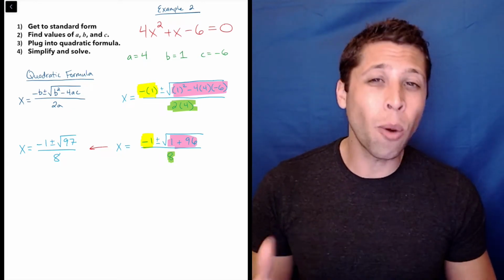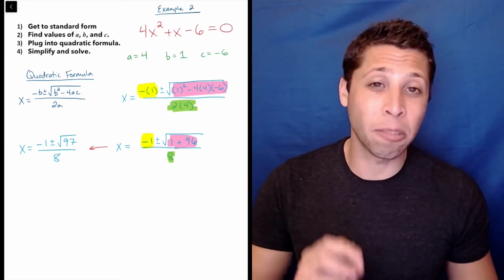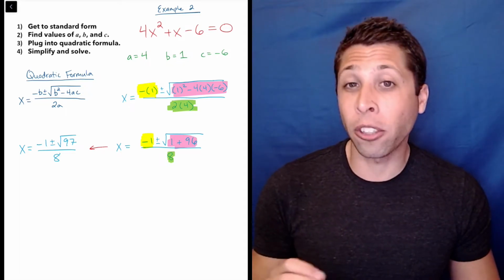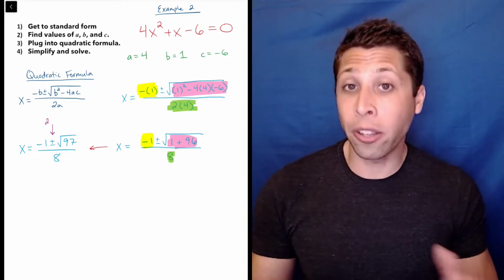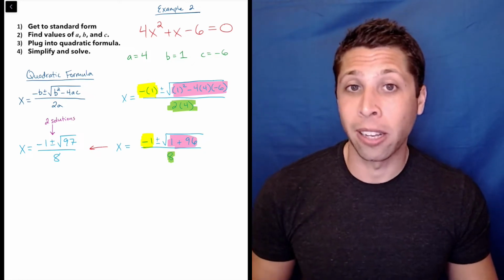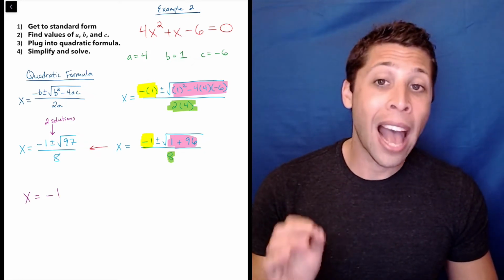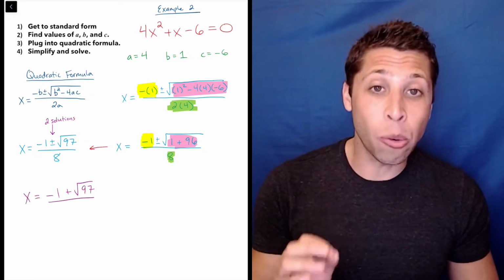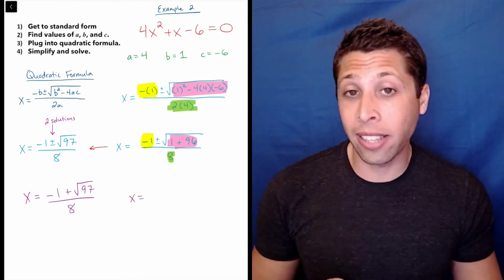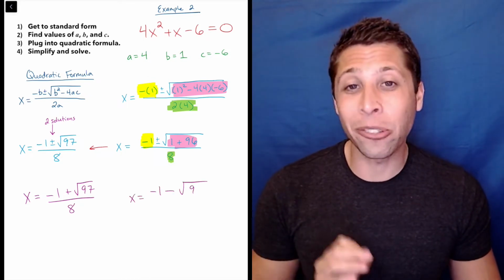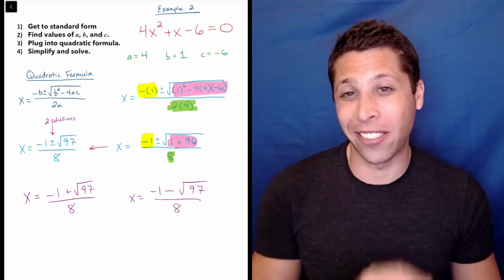Your teacher might want you to use your calculator to find the decimal solutions. But just remember that there are typically 2 solutions. That's why there's a plus or minus sign in the formula. We can rewrite what we have as the 2 values. So x equals negative 1 plus radical 97 all over 8, and x equals negative 1 minus radical 97 all over 8.